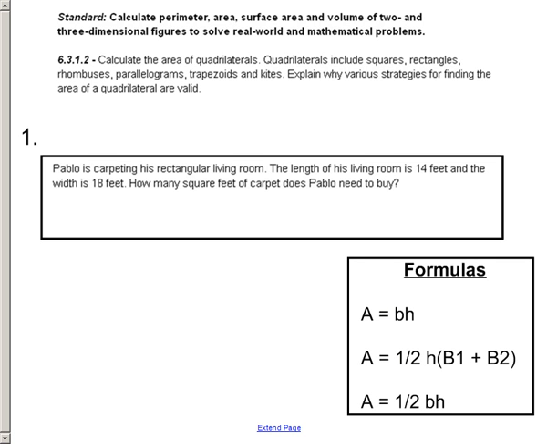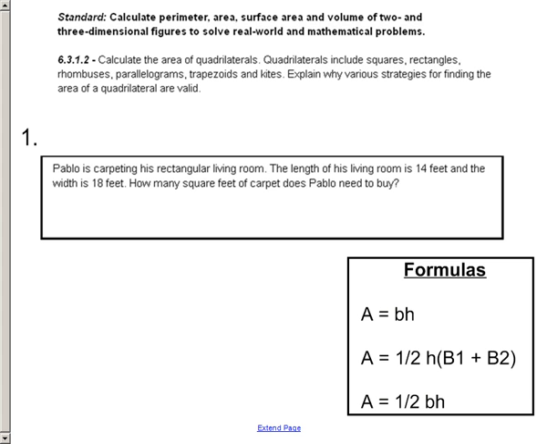All right, welcome to the video for the Semester 2 review on our standard 6312, which is calculating perimeter, area, surface area, and volume of 2 and 3-dimensional figures to solve in real world and mathematical problems. Let's take a look at our first problem.